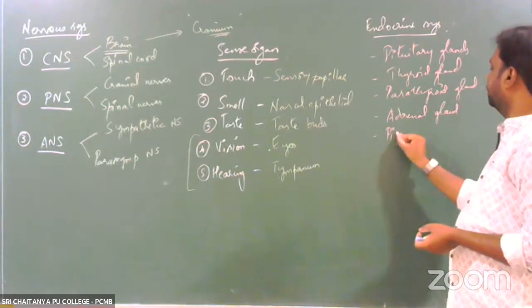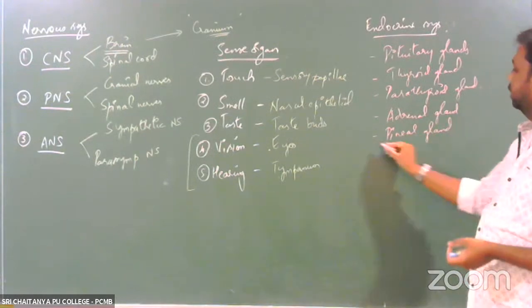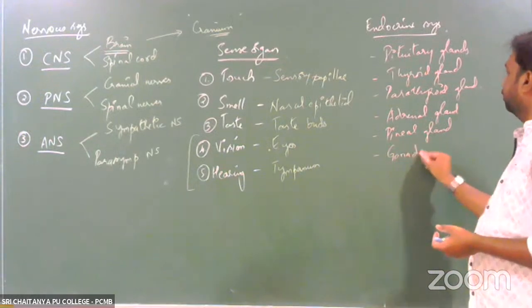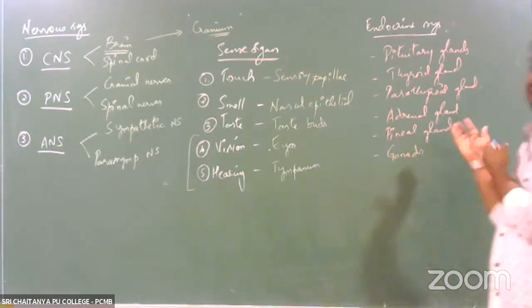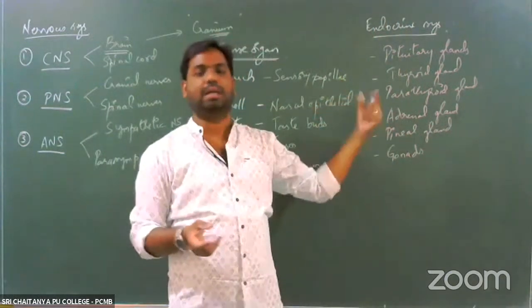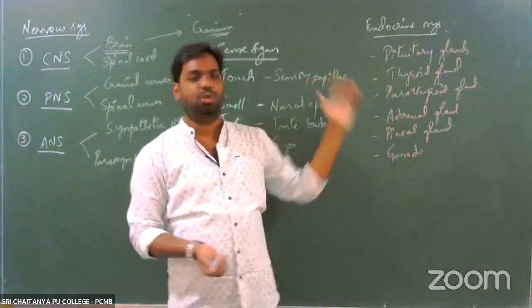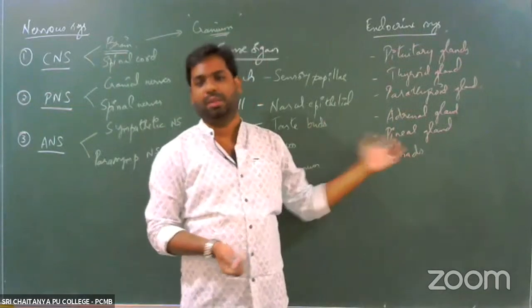Then they also have the pineal gland, right? And they also have the gonads, right? These are just a few of the glands to name. So the pituitary gland, the thyroid gland, parathyroid gland, the adrenal gland, the pineal gland, the gonads. They also have the islets of Langerhans, which are a part of the pancreas. All of these glands give out their secretions in the form of hormones, and those hormones are released into the blood and transported through the blood to different parts of the body, where they communicate with the other parts of the body.